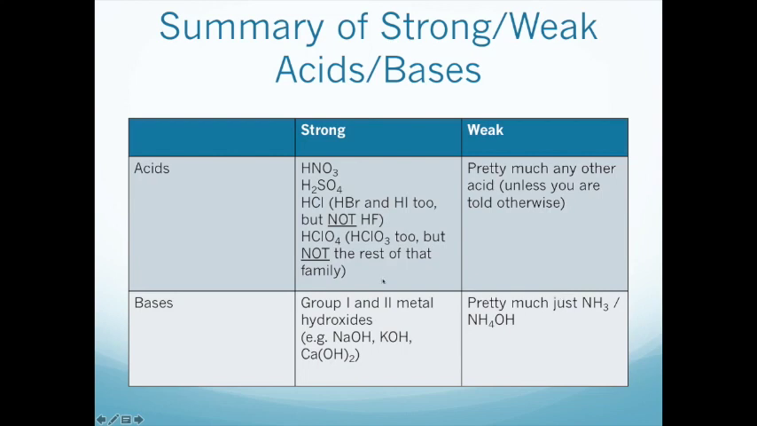And then bases, most group 1 and 2 metal hydroxides will be strong bases, and there aren't very many weak bases other than ammonia or ammonium hydroxide. However, there are a number of organic molecules that act as weak bases that you may encounter, and they become important in biochemistry.